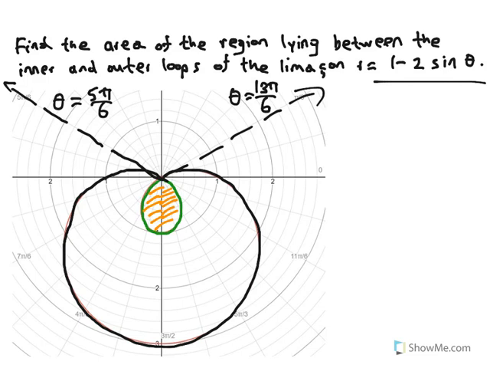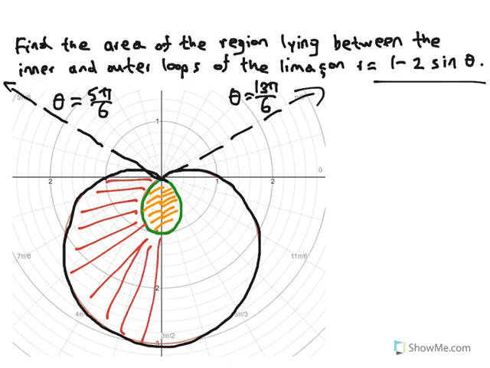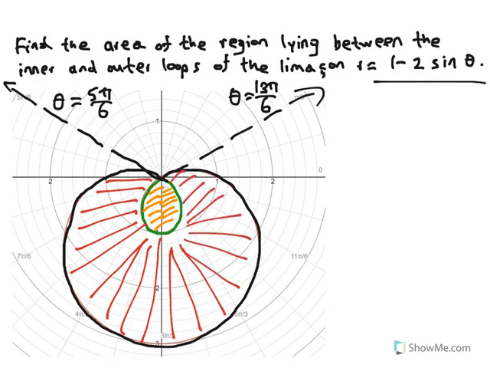But what we want is the area of the region lying between the inner and outer loops. So we want the difference of the area of the region inside the outer loop and the area of the region inside the inner loop. And when we find the difference of those two regions' areas, we're going to get what we want in this problem, which would be the area of the region lying between the inner and outer loops of the limacon, which I am now shading in red.